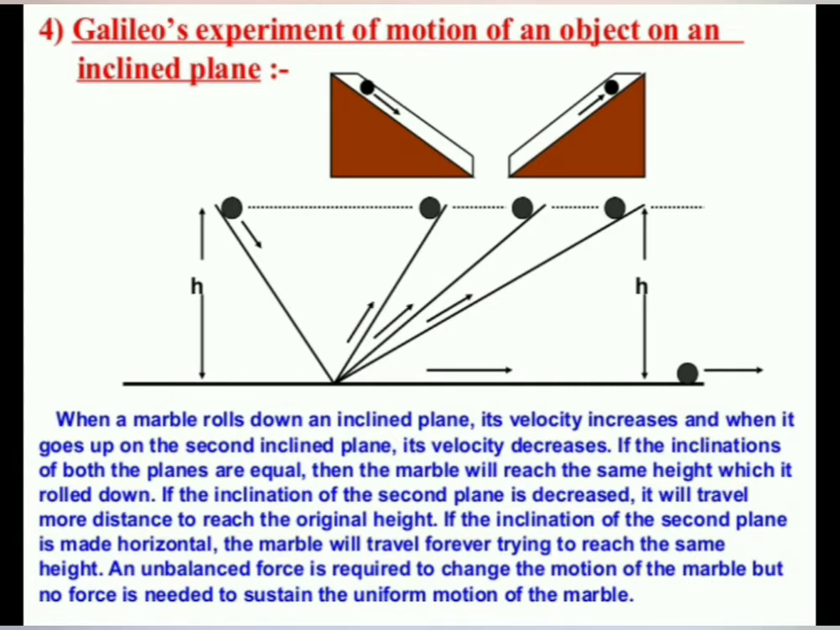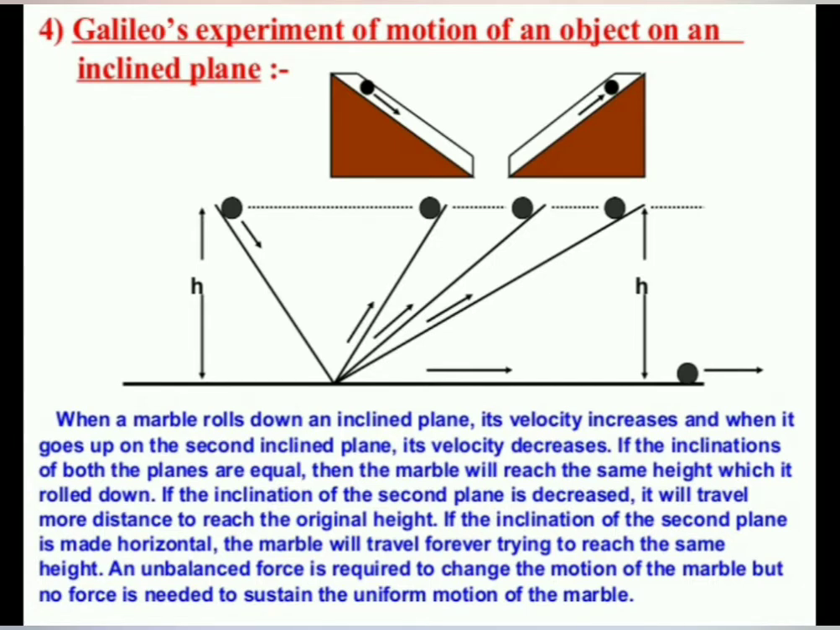This was shown by Mr. Galileo Galilei in his experiment, which is shown on the inclined plane. Now my dear students, listen here. When a marble rolls down an inclined plane, its velocity increases, and when it goes up the second inclined plane. So here, how many inclined planes are there? Two are there. We keep them in opposite positions.